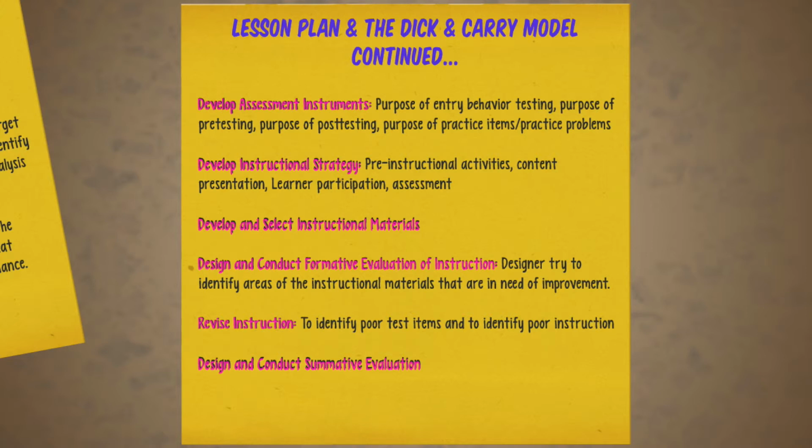The seventh component is to develop and select instructional materials. This is done during the planning section. So this is choosing which technologies work best. The eighth component is to design and conduct formative evaluation of instruction.